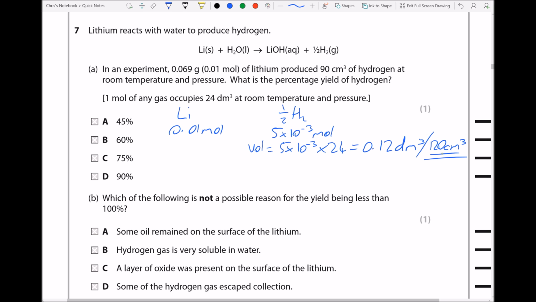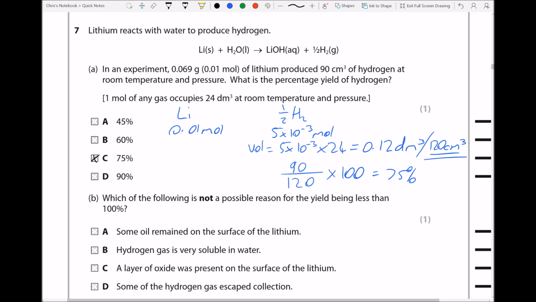So this is the maximum we could produce if the reaction went perfectly in a perfect world. So all we do is the actual amount that we collected divided by the theoretical amount, times by 100, and we should get a yield of 75%. So the answer is C. That's quite tricky because you had to do quite a bit there. You have to work out the moles of hydrogen and work out the theoretical yield.